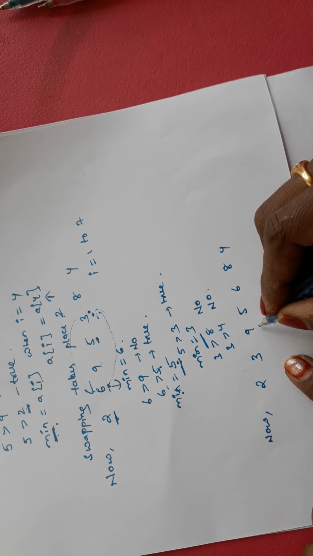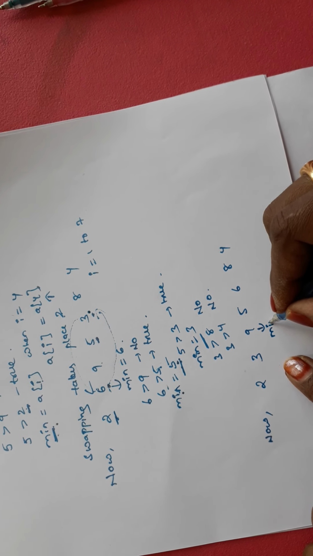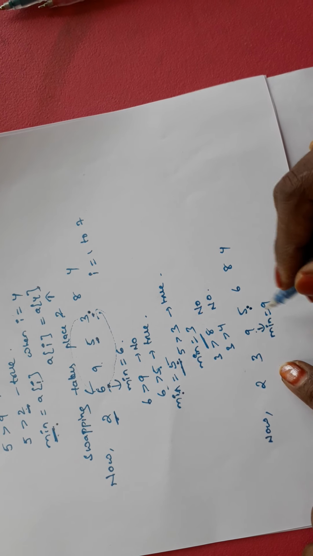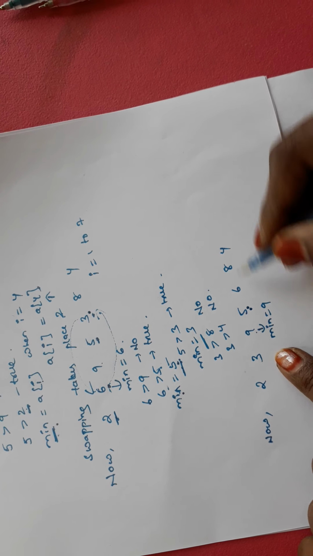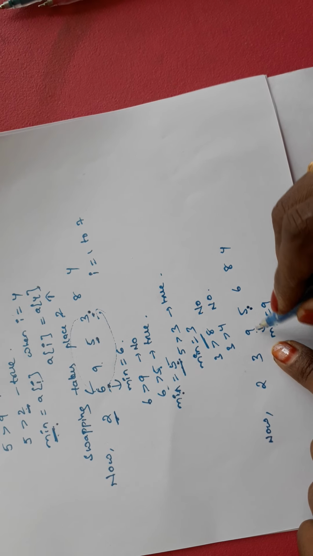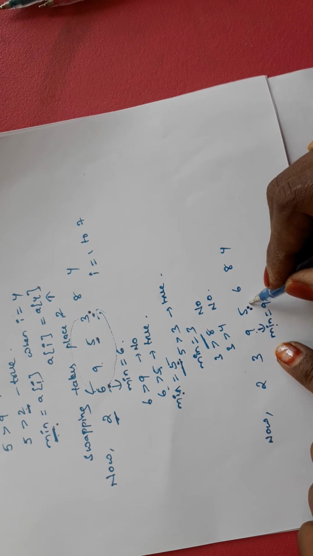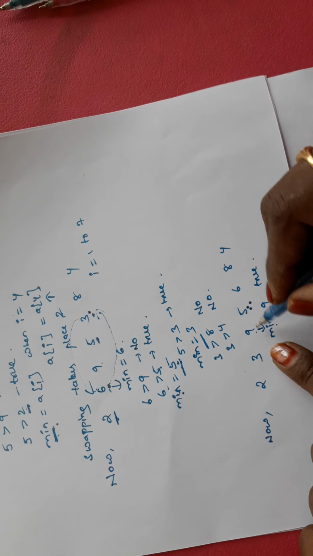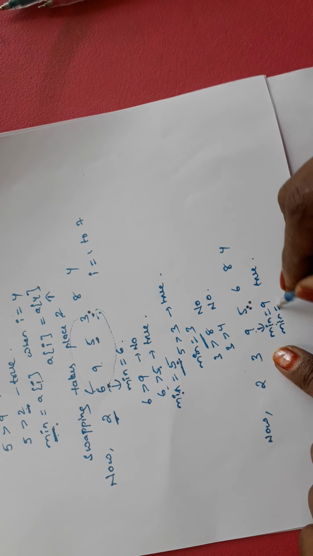Now next, let us assume the min equals 9. Now compare 9 with 5. Is 9 greater than 5? No. Okay, so what is the minimum here? Let us assume 9. Okay, now 9 greater than 5. Yes, 9 is greater than 5. The condition is true. Okay, now what is the minimum value? 5 is the minimum value.